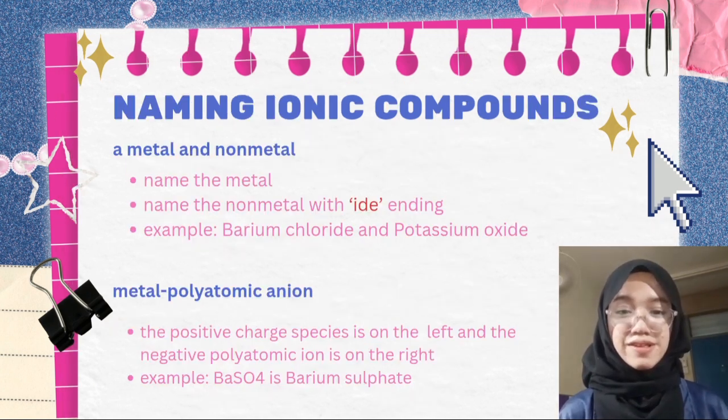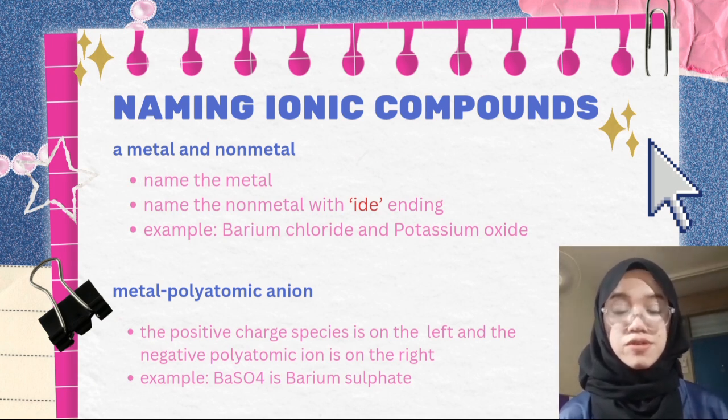And next is naming ionic compounds. For a metal plus a non-metal, we name the metal first, followed by the non-metal with an -ide ending. For example, potassium oxide, K2O. And then we also have polyatomic anions. Here, the positively charged species is on the left and the negative polyatomic ion is on the right.